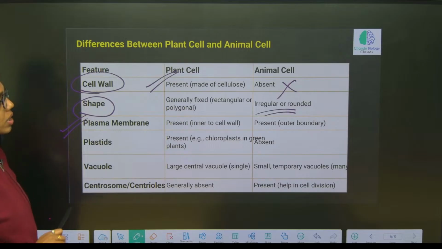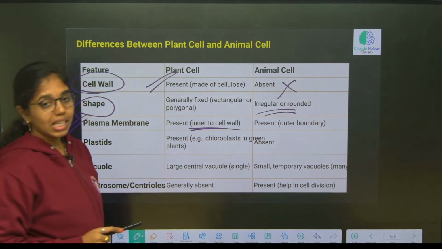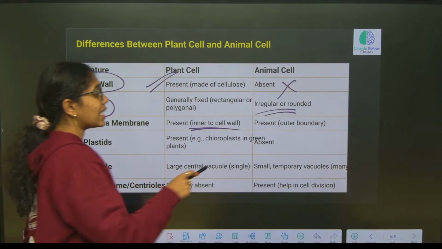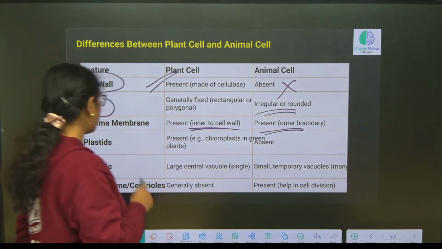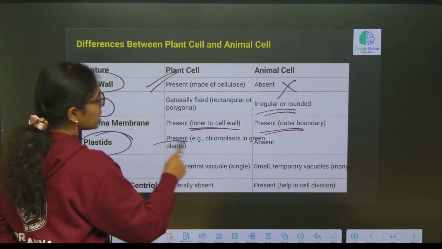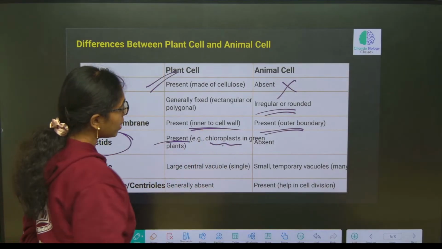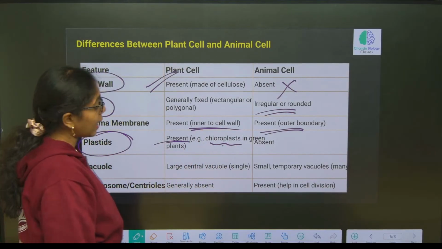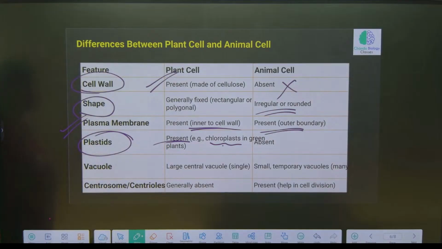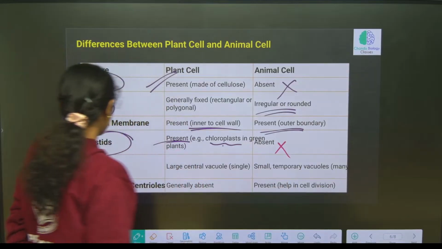Plasma membrane, if you see, is present in the plant cell, inner to the cell wall. Plasma membrane is present as the outer or limiting boundary of an animal cell. Plastids are present, for example, chloroplast in green plants, or it can be chromoplasts or leucoplasts as well. And in animal cells, plastids are absent.